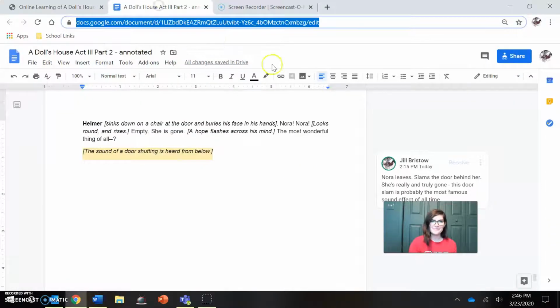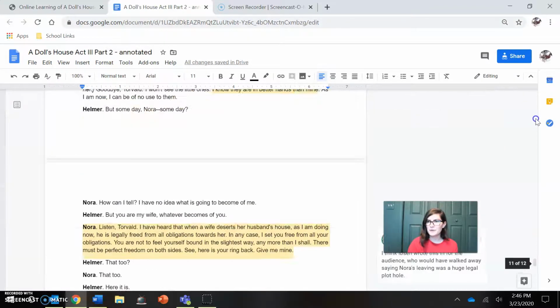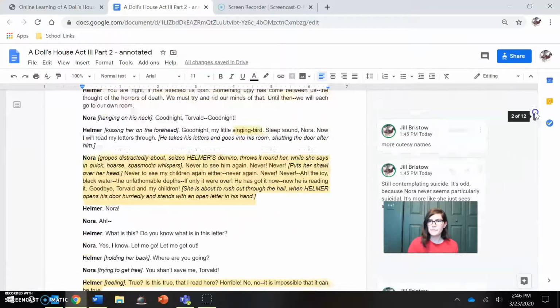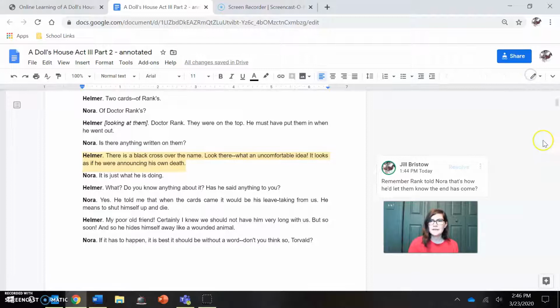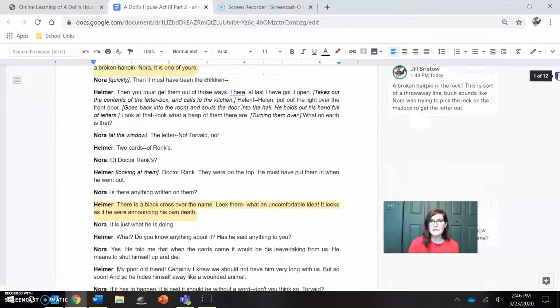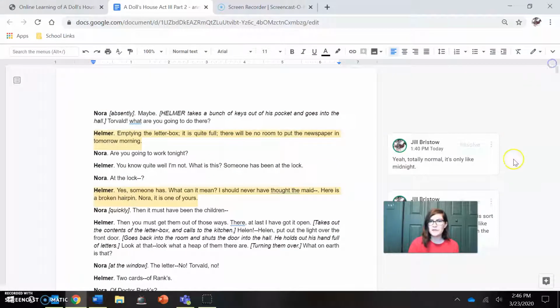Shall we do our reading? All right. Oops, I'm all the way at the bottom. Let's scroll up. All right, so here is Act 3, Part 2 of A Doll's House.